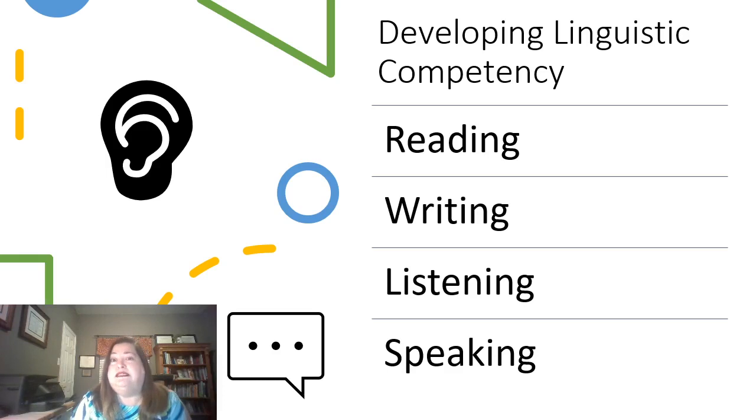When we're developing linguistic competency, we look at the four components of language. Those four components, we look at orthography within reading and writing. Then we also look at their auditory learning with listening, and then speaking, or their verbal or oral competency. So those are the four domains that are looked at within second language acquisition when we are considering the curriculum and designing a curriculum for a dual language program.